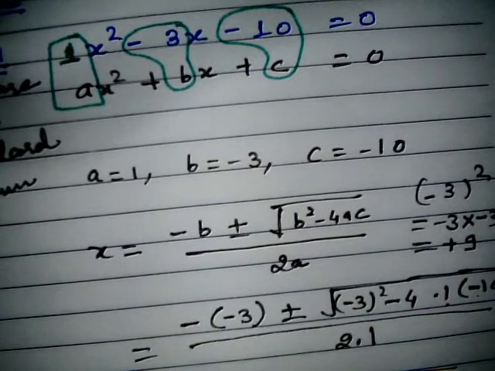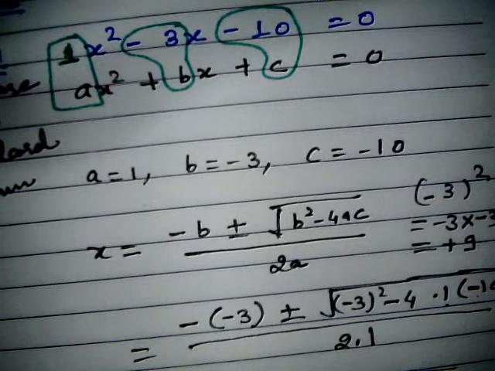Those 2 x values could be repeated, like in the last video where we saw the 2 x values being the same value. Here we are getting different values, -2 and 5. So a quadratic equation will always have two values for x. Those two values could be repeated, could be the same, or could be different. We will see all the examples one by one. Thank you.